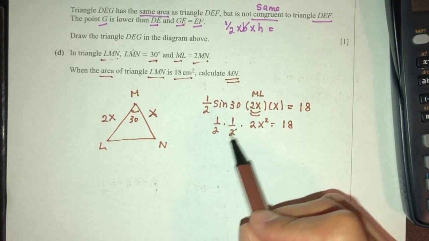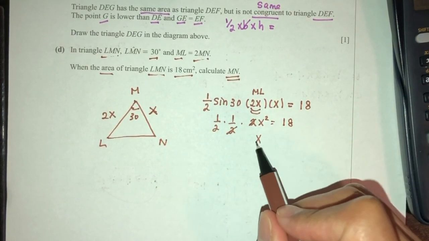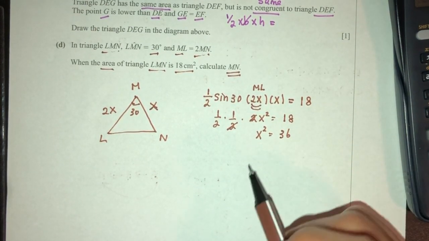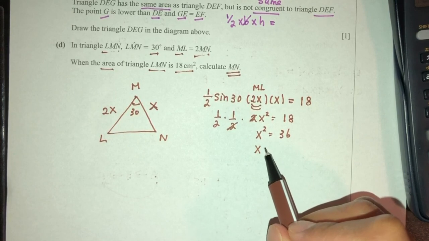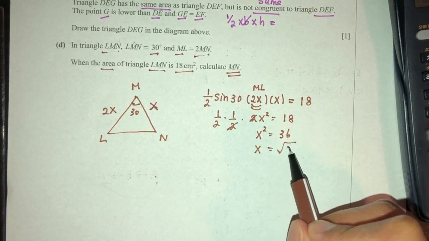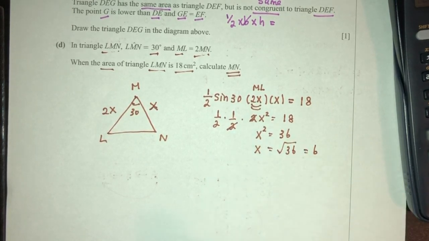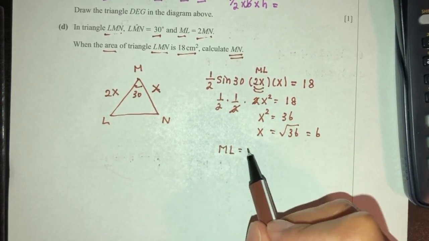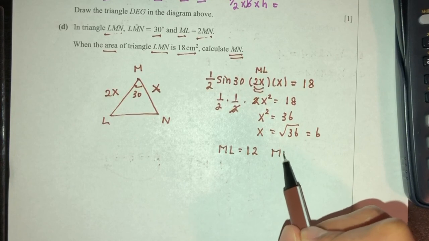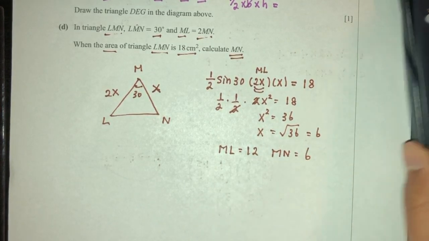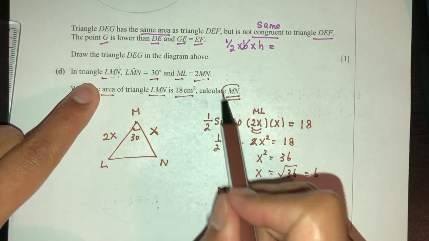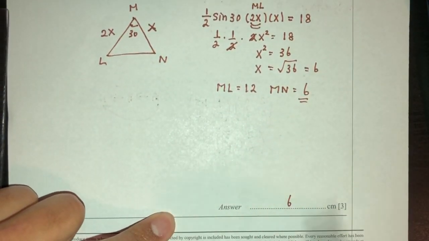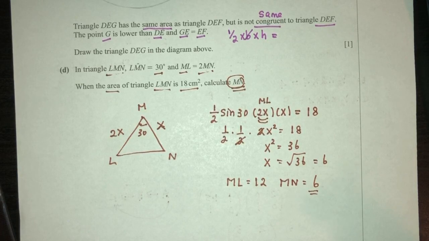If you divide by 2, you will have x squared is equal to 36. The value of x is equal to root of 36, which is 6. So the value of ML, which is 2x, will be 12, and MN is equal to 6. Here we're looking for the value of MN, so your value of MN will be 6. That is your answer for part D, and that was the last question of this paper.